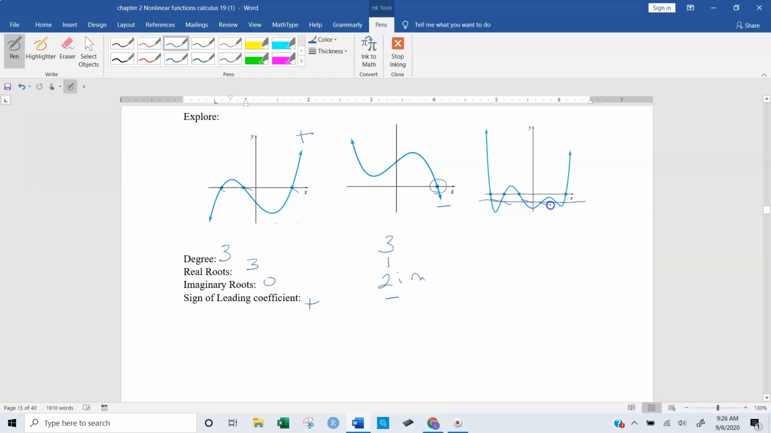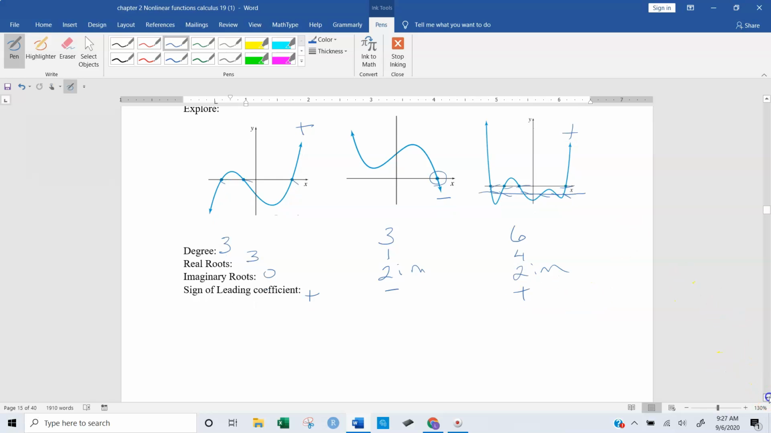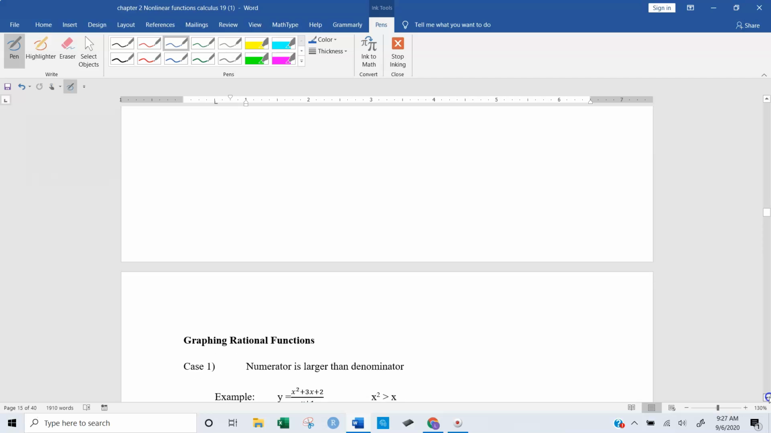This one, if you looked here, and we draw this horizontal line, it can cross 1, 2, 3, 4, 5, 6 times. So its degree is 6. It has 4 real, see, 1, 2, 3, 4, which means it has 2 imaginary, and it ended positive, so leading coefficient is positive. Just a quick review of last year.